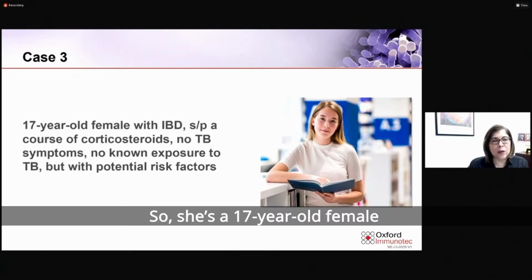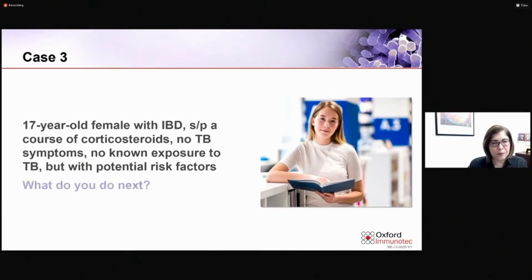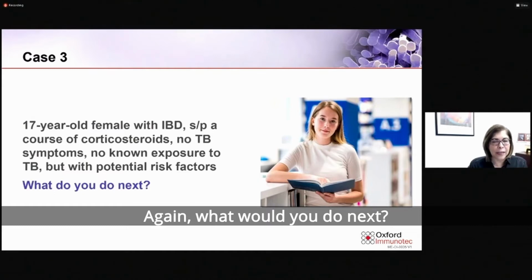So she's a 17-year-old female with inflammatory bowel disease, status post courses of corticosteroids, no TB symptoms, no known exposure to TB, or a potential risk factor. Again, what will you do next? So now we're going to go through the presentation. At the end, we're going to discuss these cases, and hopefully they will make sense to you.